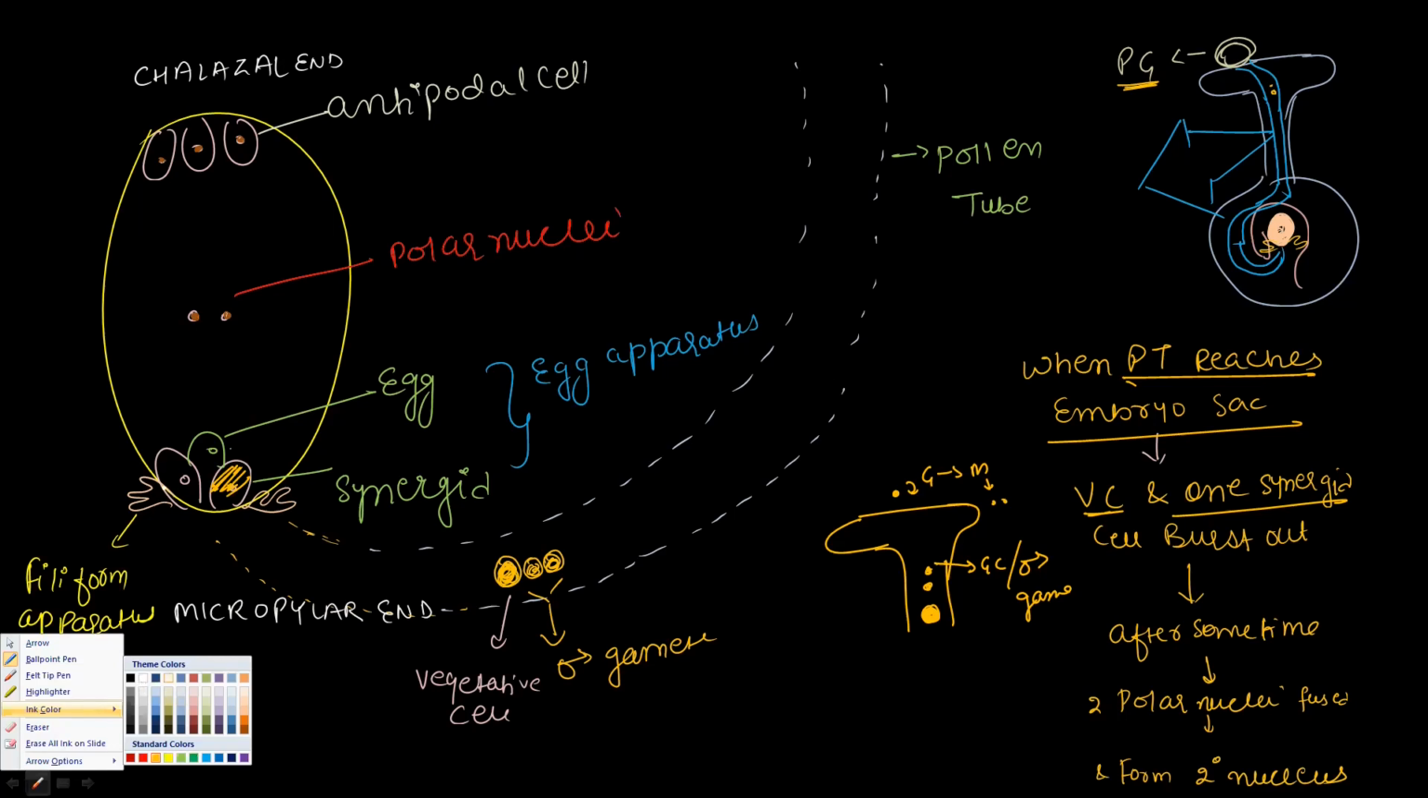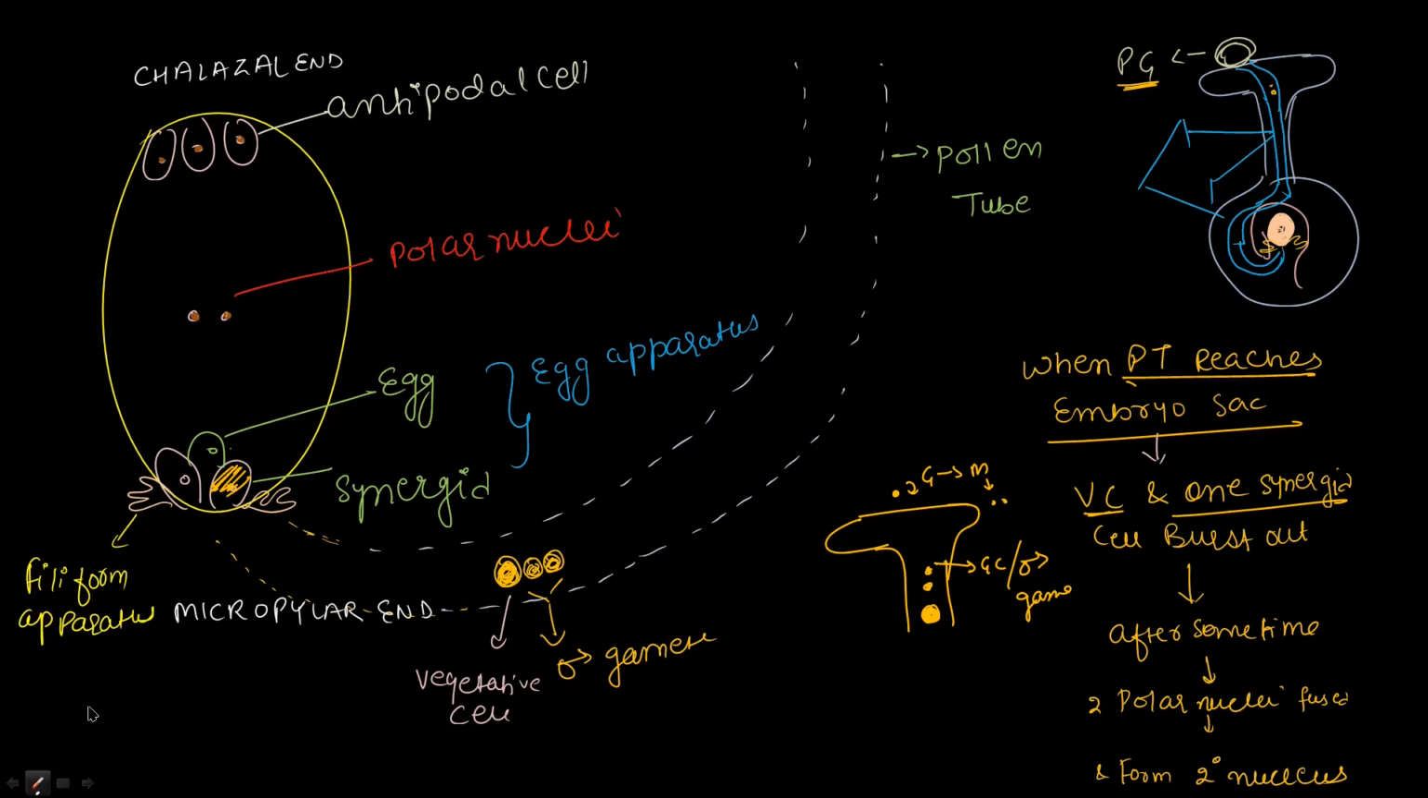Okay, let me change the color. So either this one or this one, these two are the synergid cells. So when the pollen tube reaches the embryo sac, the vegetative cell or one of the synergid cells bursts out.